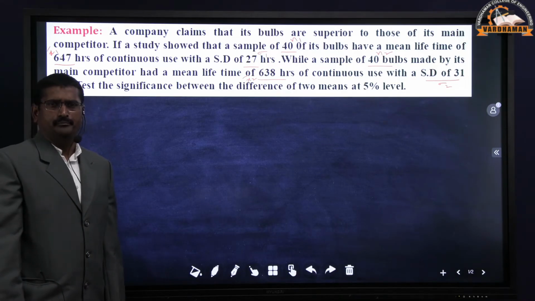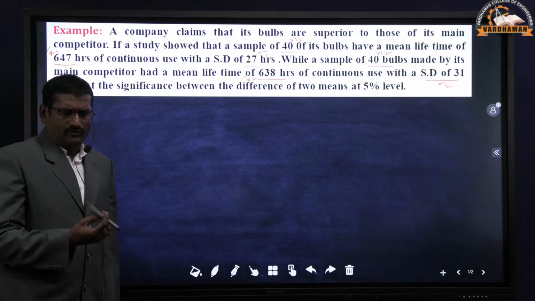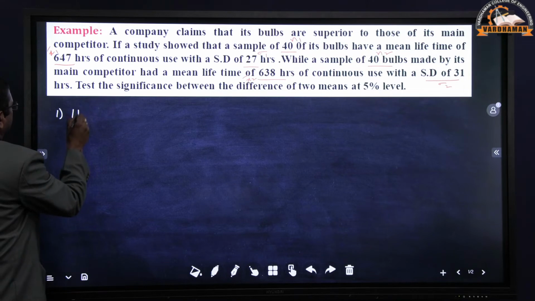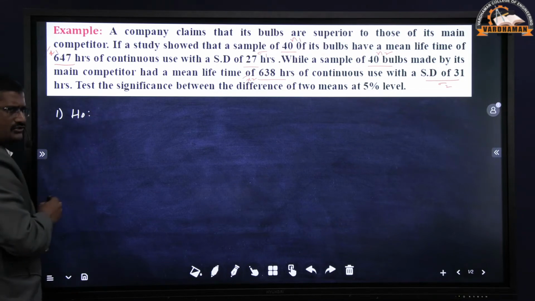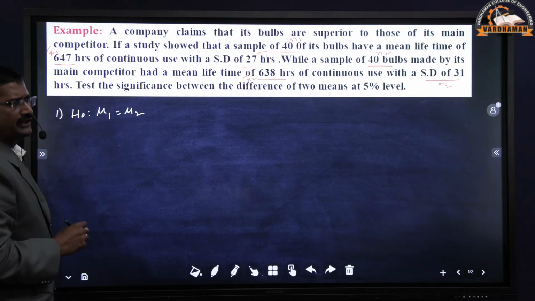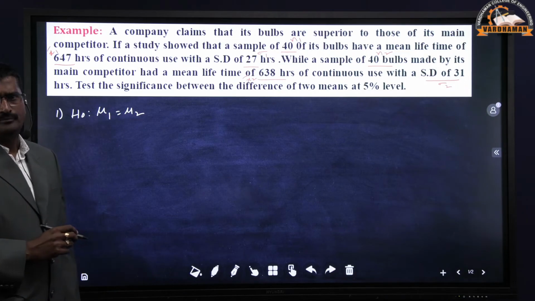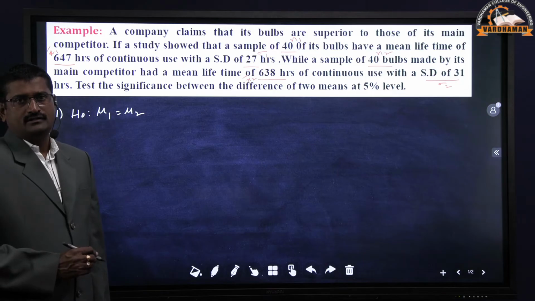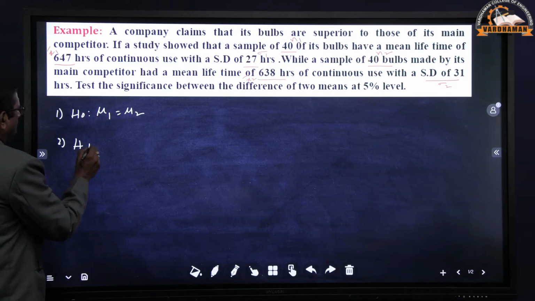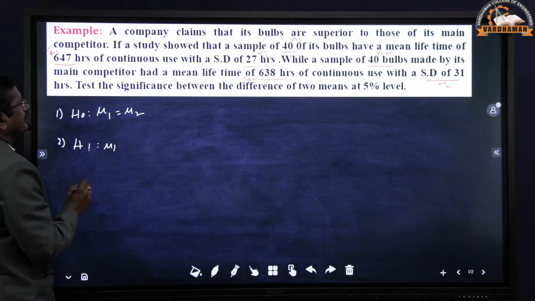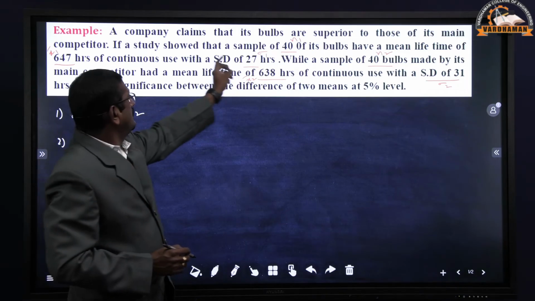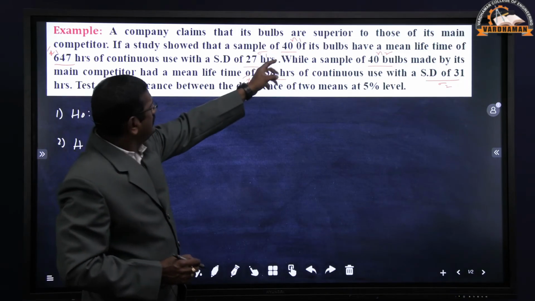Whenever n1, n2, x1 bar, x2 bar, sigma 1, and sigma 2 are available, we can use the difference of means concept. As per the working rules, the first working rule is the null hypothesis, H0: mu1 is equal to mu2. The second working rule is H1, the alternative hypothesis, H1: mu1, if you observe, the superior.